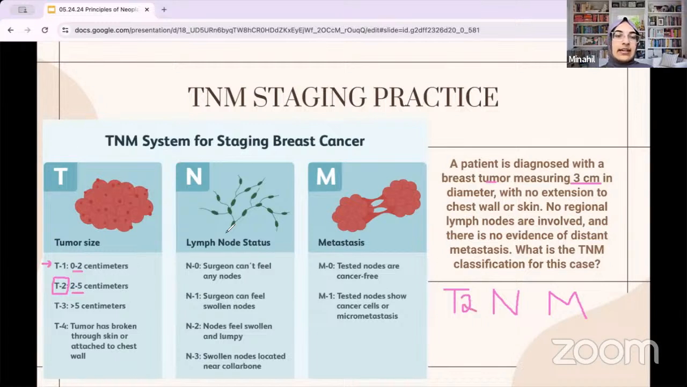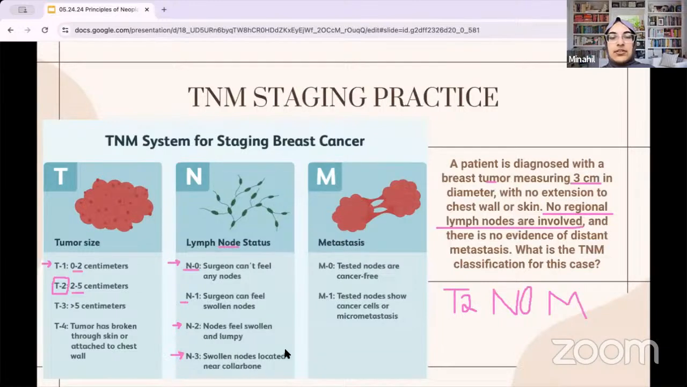Now let's look at N. N means node status. Let me read this again. No regional lymph nodes are involved. So if the surgeon can't feel any lymph nodes, then that would be an N0. But if someone can feel lymph nodes, then it would not be a 0 anymore. It would be like an N1, and it depends on how swollen they are or how far they have progressed, based on where they're located for the patient.